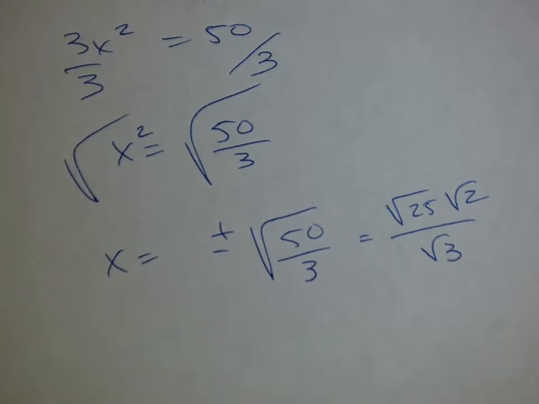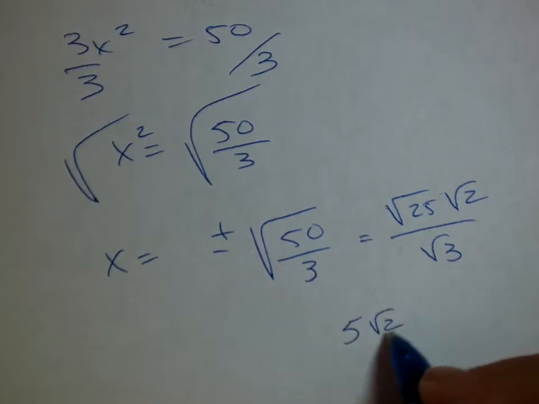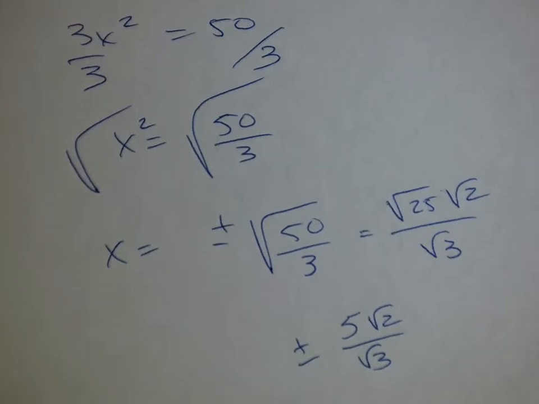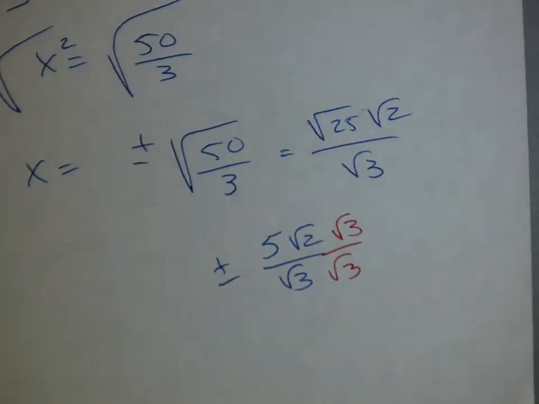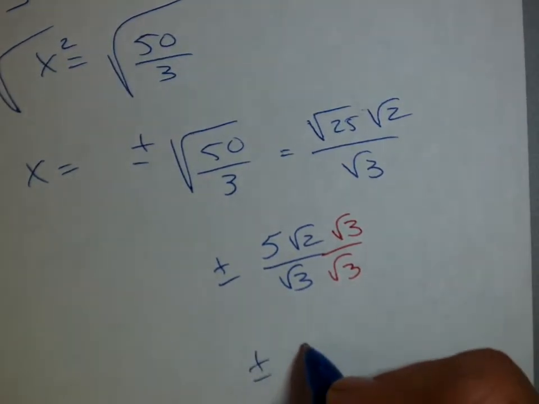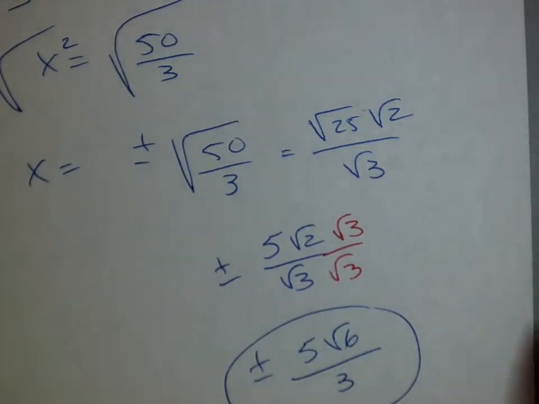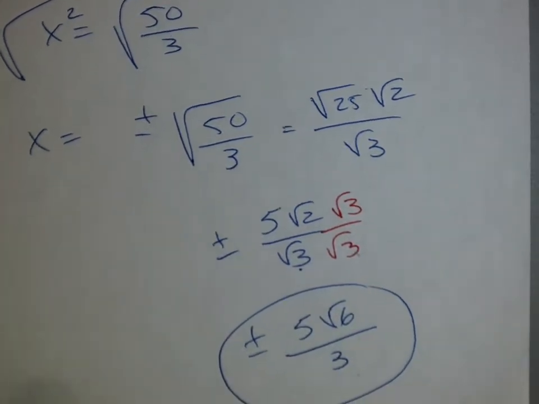Square root of 25 is 5, right? 5 square root of 2 over the square root of 3, plus or minus. Is that answer okay? No, because we can't have a square root in the denominator. So let's fix the problem. Square root of 3, square root of 3. So a grand answer, 2 answers, plus or minus 5 square root of 6 over 3. Because I made the square root of 9. Square root of 9 is 3.